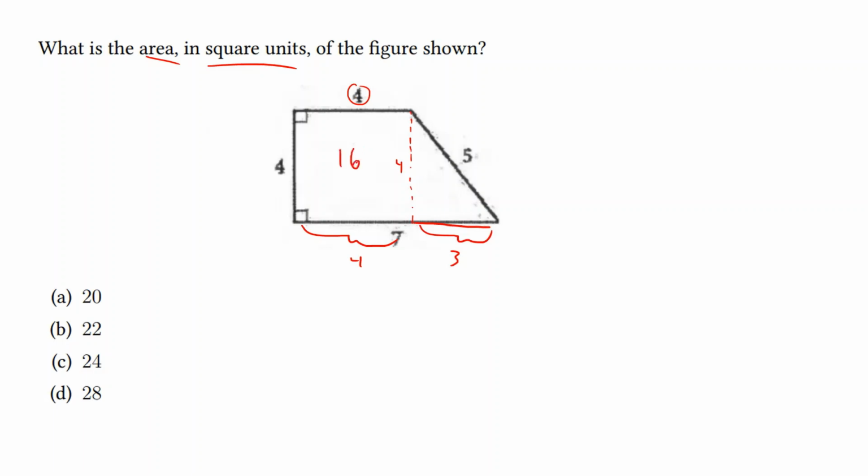The area of the square will be 4 times 4, which is 16, and the area of this triangle will be 1/2 base times height. 4 divided by 2 is 2, and 2 times 3 is 6. Thus, the area in square units in total is 22.